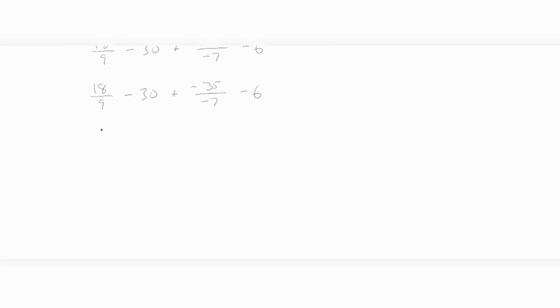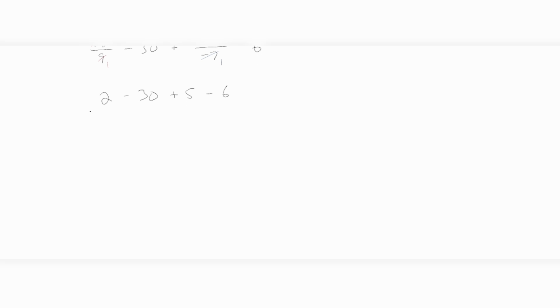18 over 9, I know that's a 2. And over here, negative 35 divided by negative 7, I could divide both of them by negative 7. So that leaves me with a positive 5 over 1. So that leaves me with 2 minus 30 plus 5 minus 6.